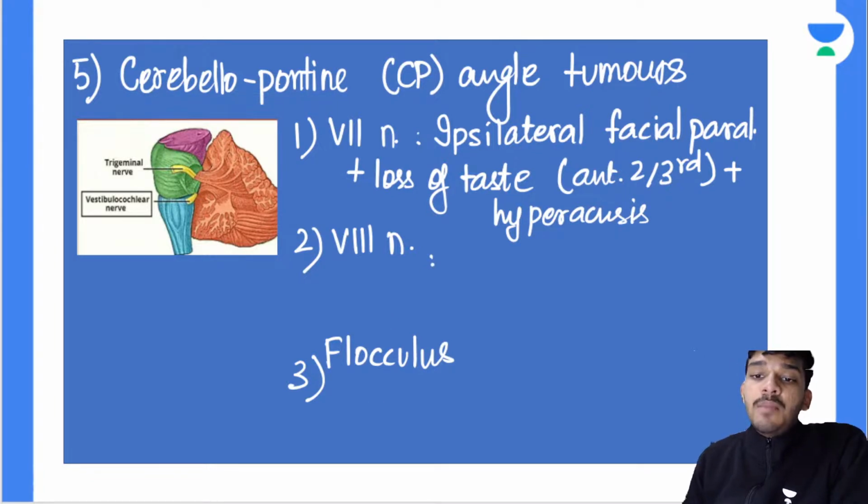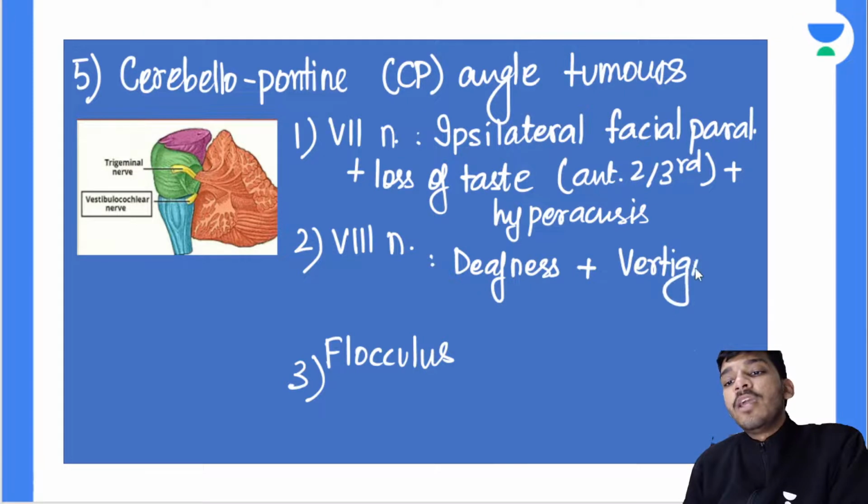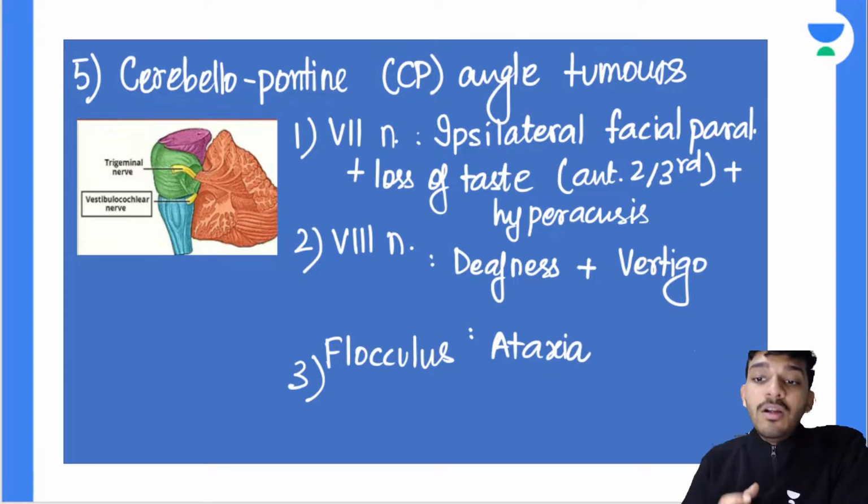Then because of damage to the eighth cranial nerve, which is vestibulocochlear, you are going to have deafness. The person is going to become deaf due to damage to the cochlear component, and due to the vestibular component, you are going to have vertigo. You know vertigo, dizziness. The person is unable to balance themselves, right? And then there is ataxia. There is ataxia on the side that is involved due to involvement of the flocculus.